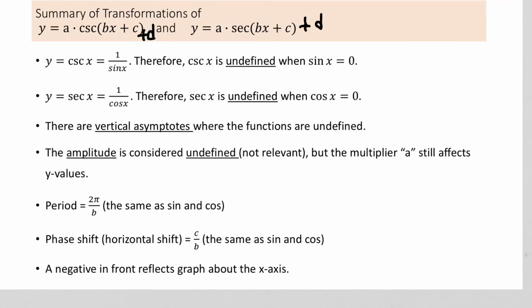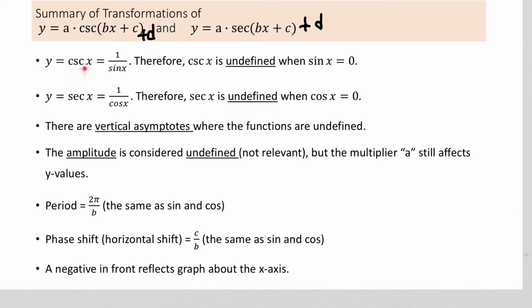So let's summarize a few things here about these graphs. You could have your A, B, C, and D in these cosecant and secant graphs the same way you did in the sine and the cosine graphs, and they have the same meaning for the most part.